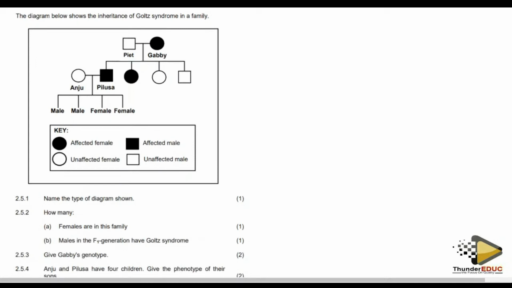Name the type of diagram represented above. We have been talking about it. It is a pedigree. The pedigree diagram.